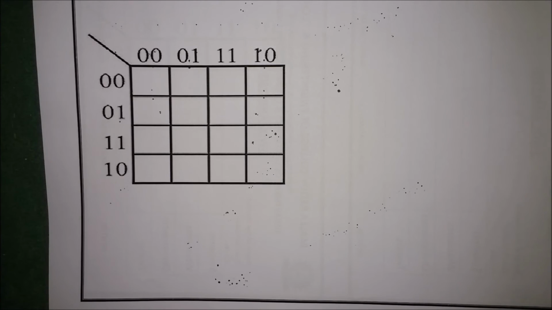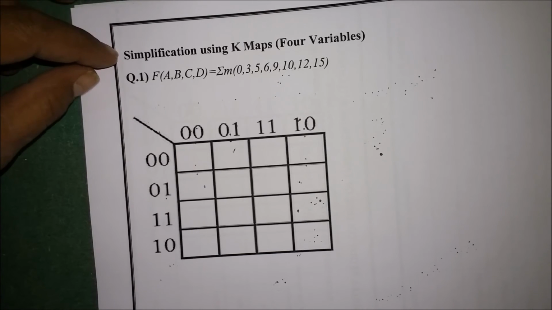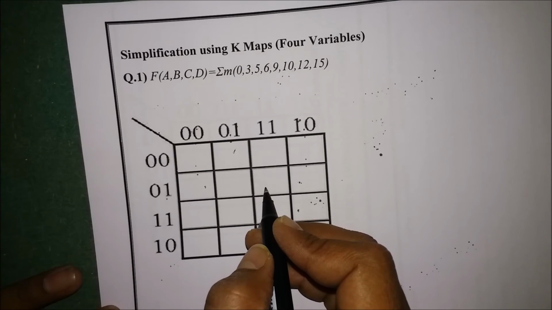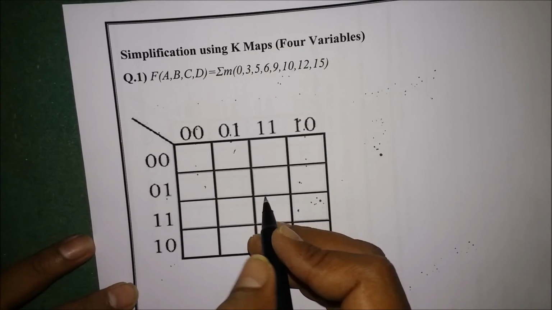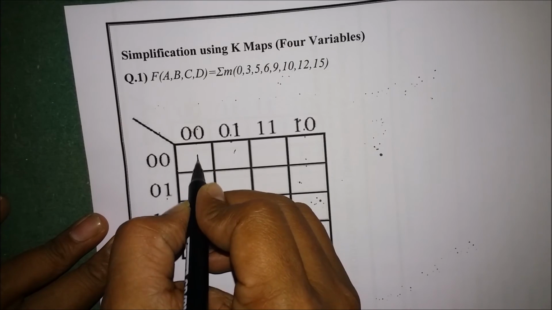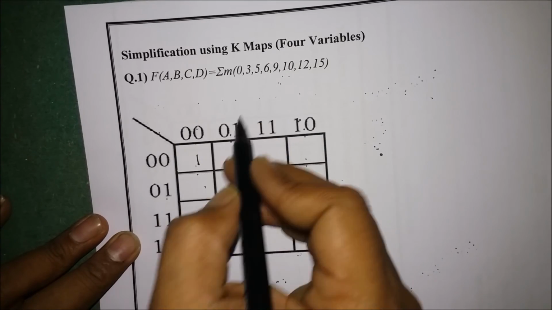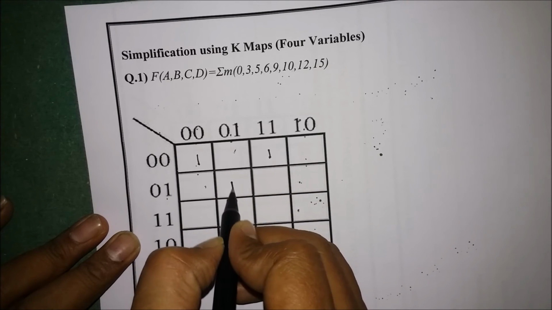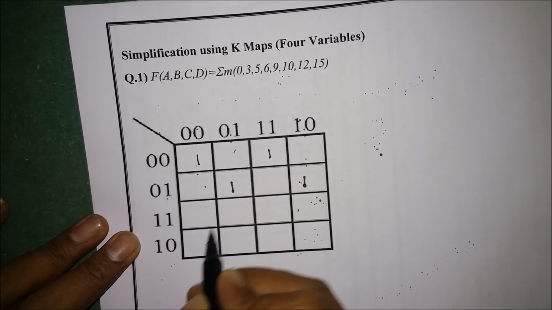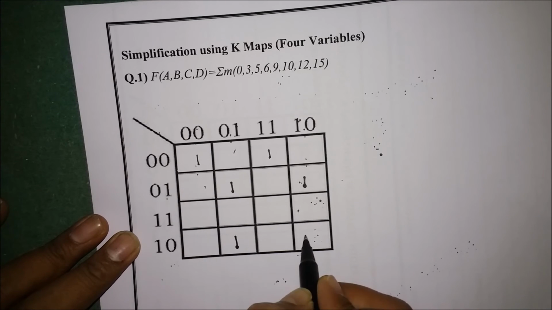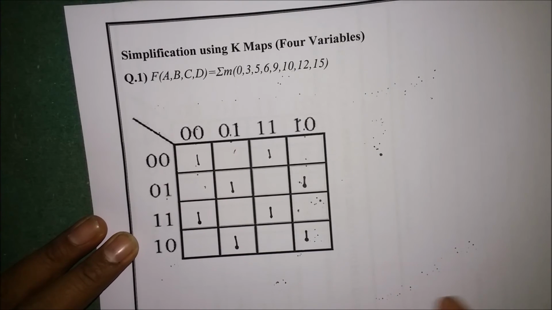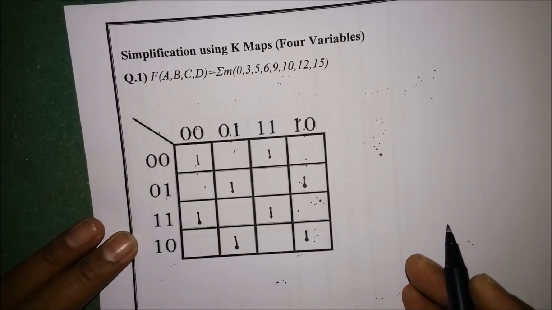A four variable K-map came up, very simple. The steps we followed for the 3 and 2 variable maps, we will be using the same thing. Again it is a standard SOP form equation. Now marking ones, that is 1 in the 0 place, that is 1. Next 3, where the 3 is 0, 1, 2, 3, 4, 5, 6, 8, 9, 10, 12 and 15.